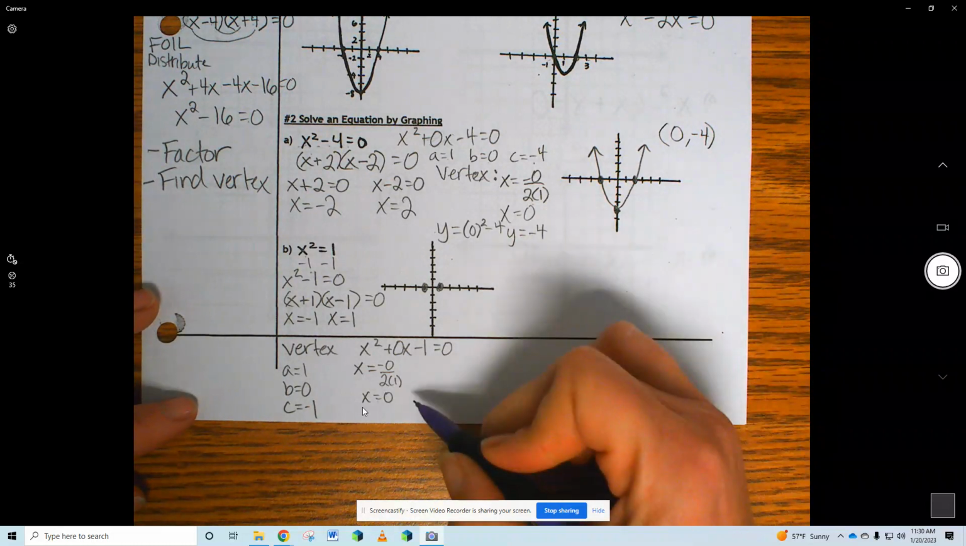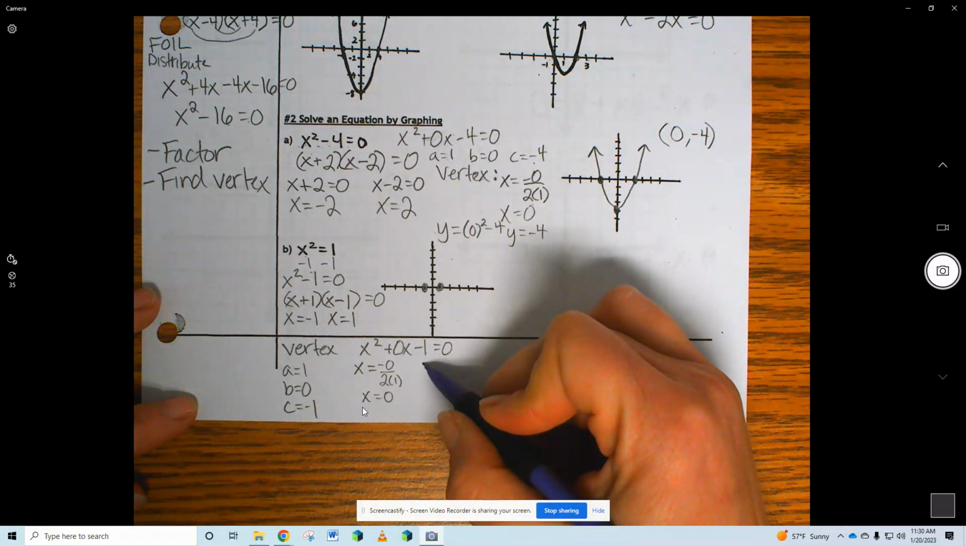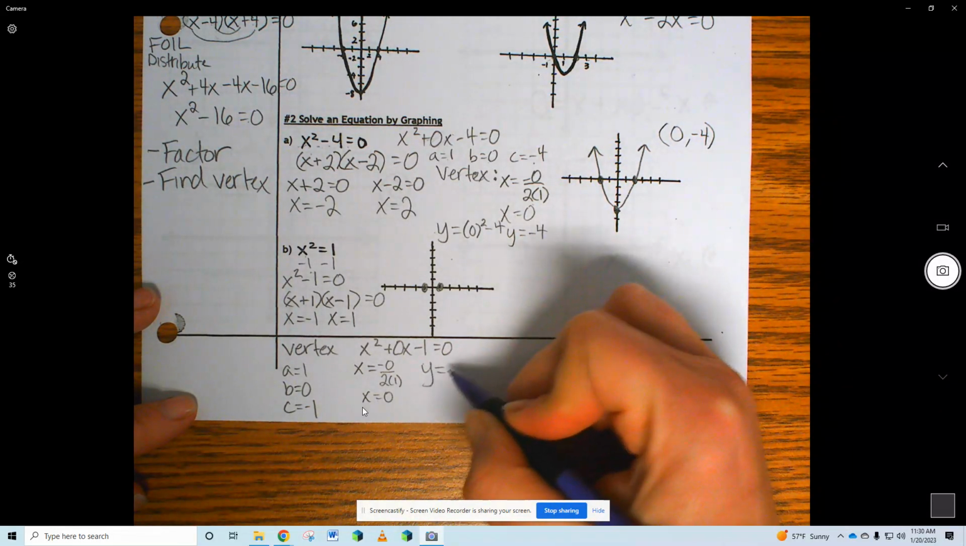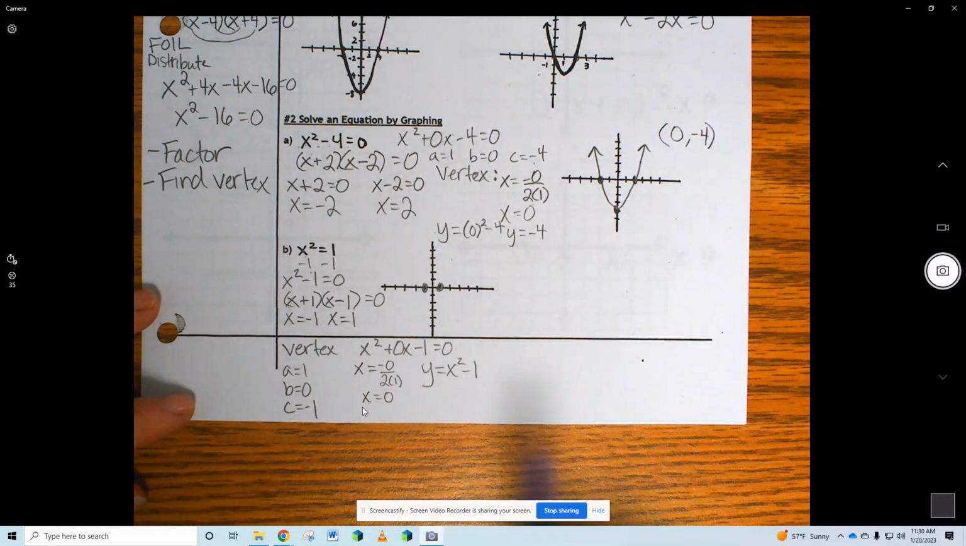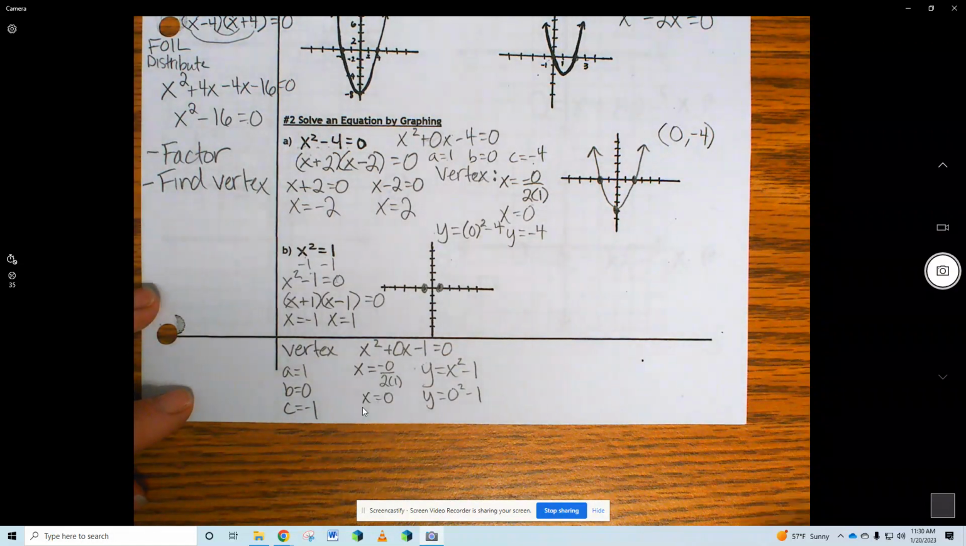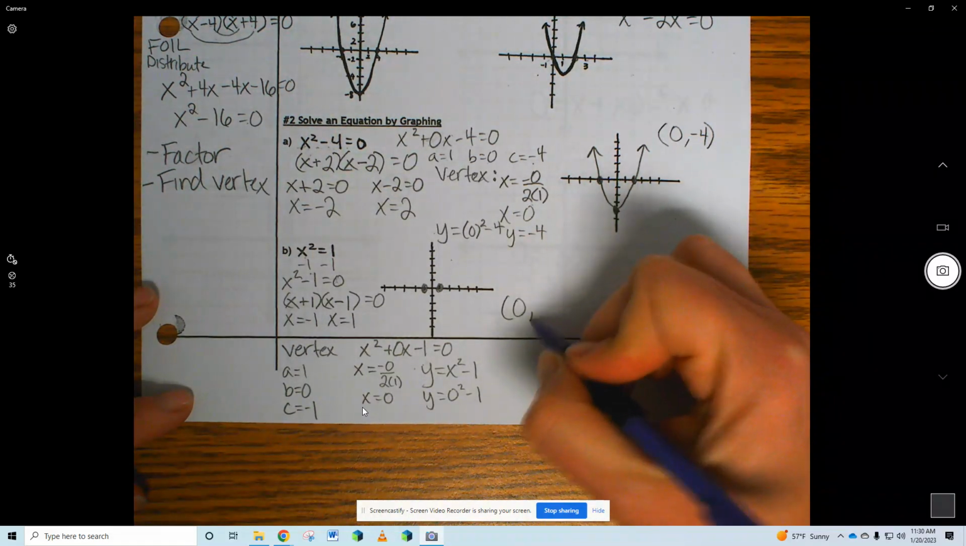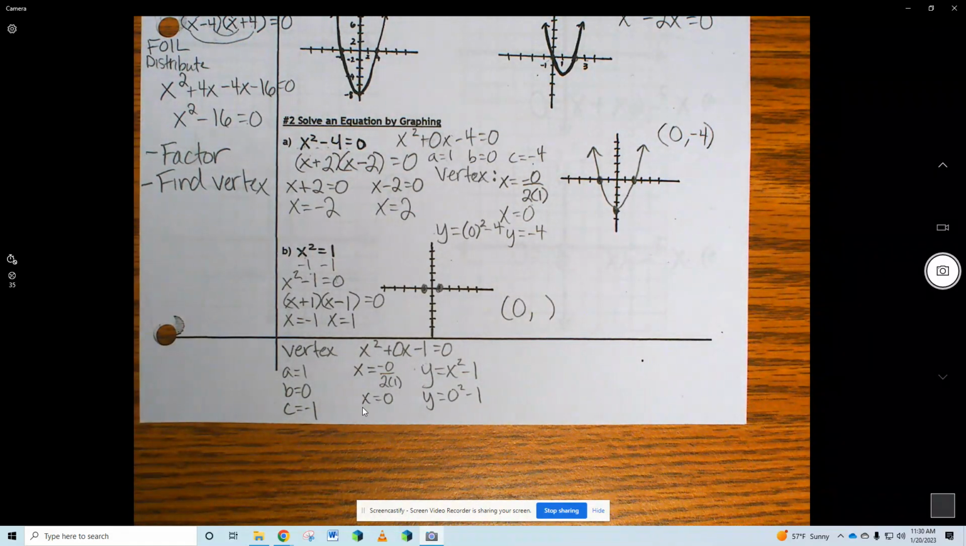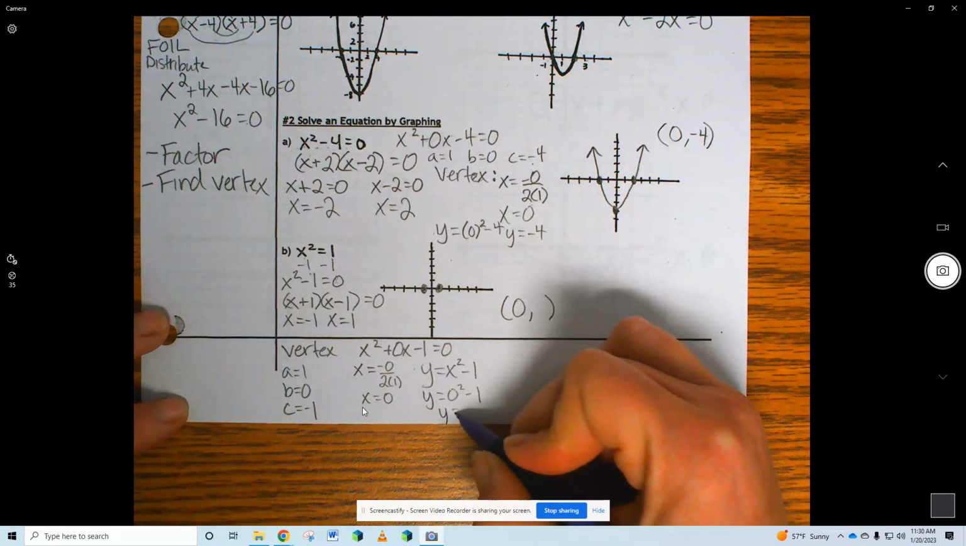Okay. Then plug in. So I'm going to make it y equals x squared minus 1. I can use the y and the 0 and I can change them out. No problem. Y equals 0 squared minus 1. So I have to solve for y. I have to find the second number in the vertex. 0 comma. What's it going to be? Y equals negative 1.